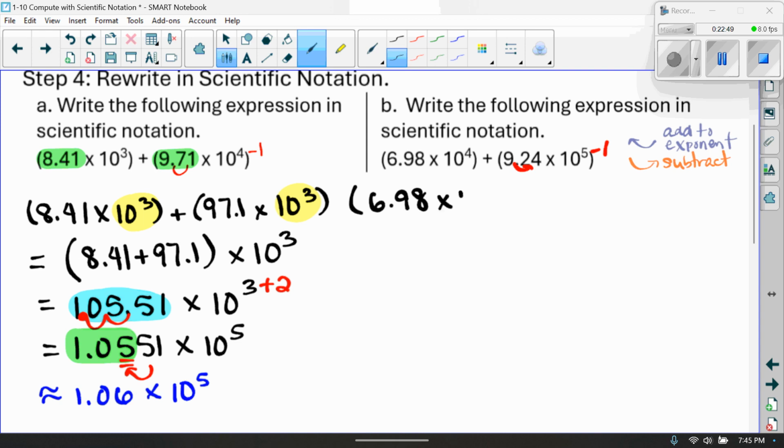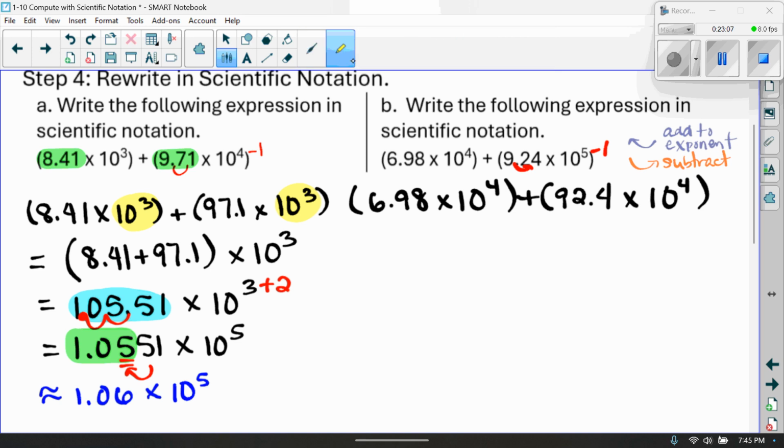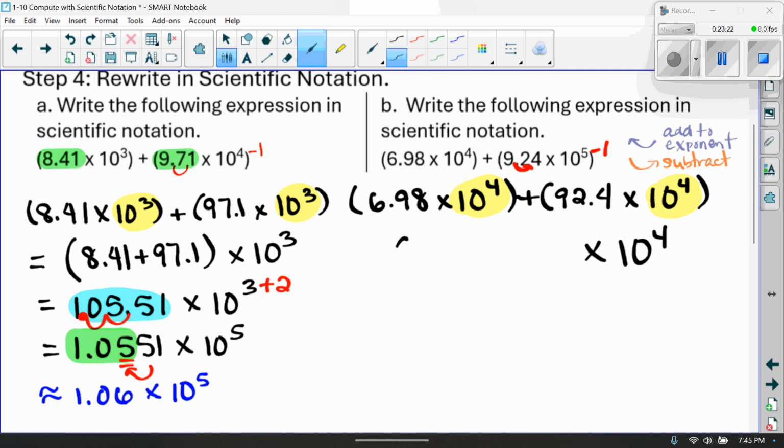6.98 times 10 to the 4th plus 92.4 times 10 to the 4th. Okay, so now we're going to factor out that power. Okay, and we're going to put it at the end. So we've got times 10 to the 4th power factored out, and then what's left is 6.98 plus 92.4.